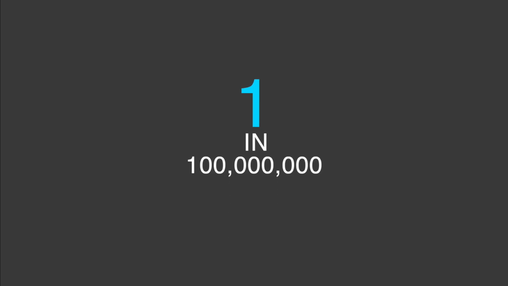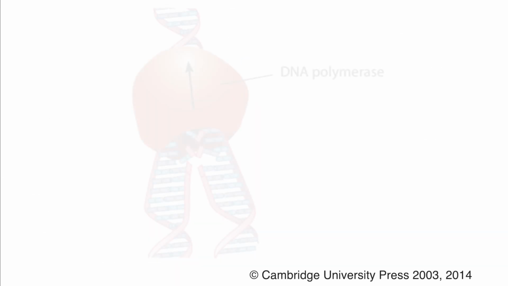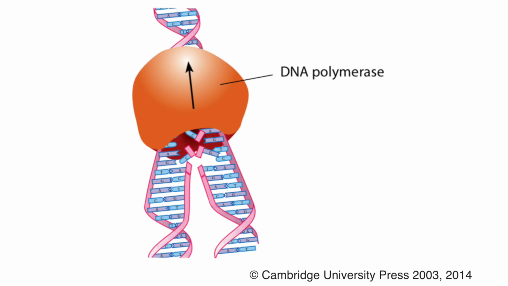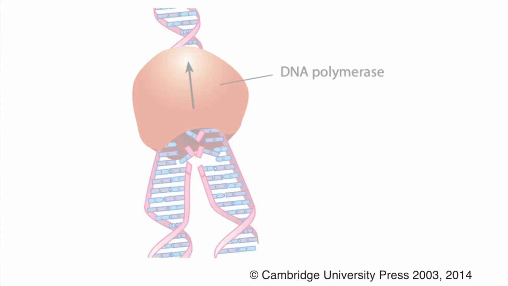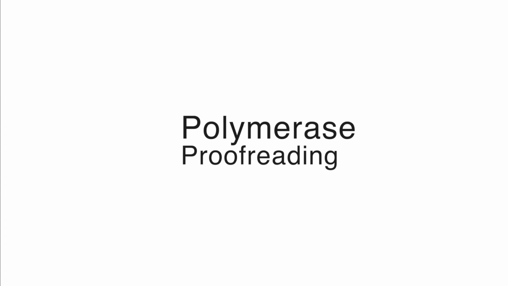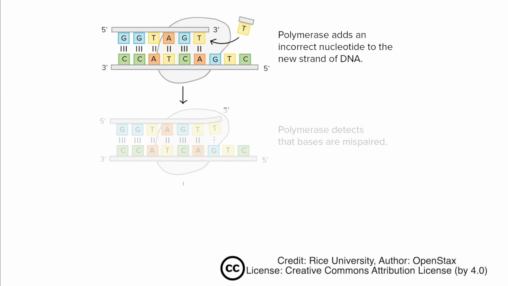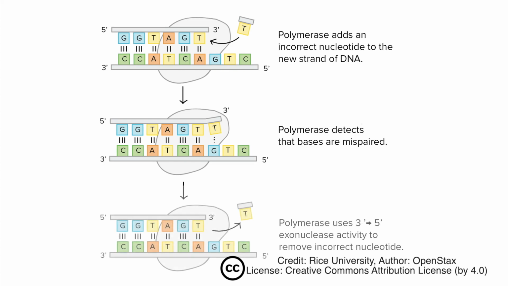The possibility of a mistake is 1 in every 10 to the 8th base pairs. In addition to avoiding mistakes, DNA polymerase also takes approaches to check for mistakes and fix them. The process in which they check for mistakes is called proofreading. During proofreading, when they detect that a nucleotide is mismatched, they will immediately stop and use what's called 3' to 5' exonuclease activity to remove the incorrect nucleotide.